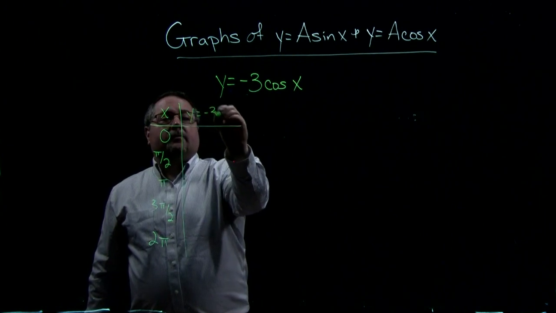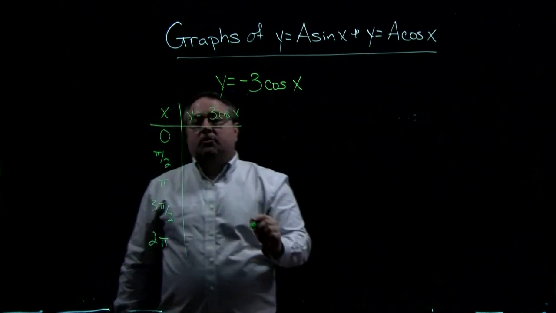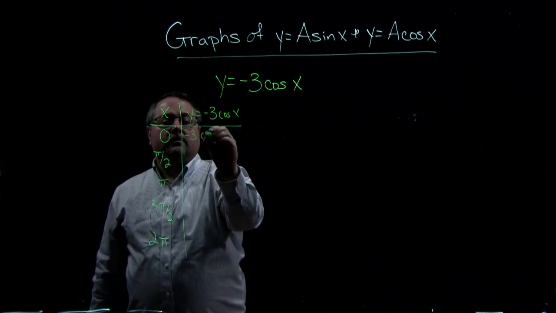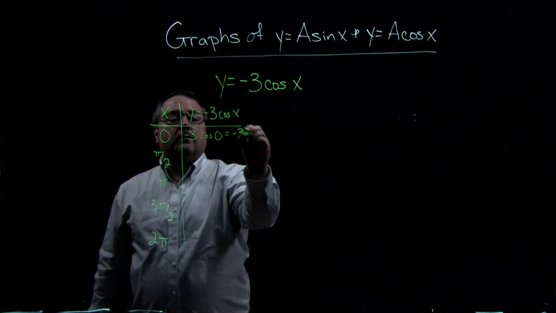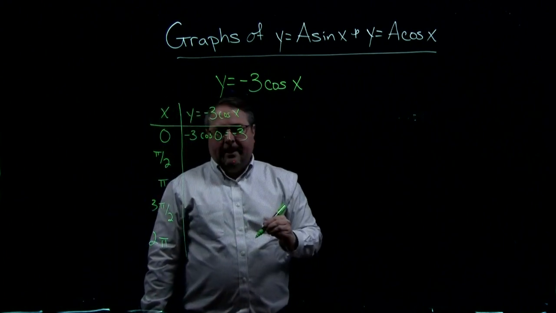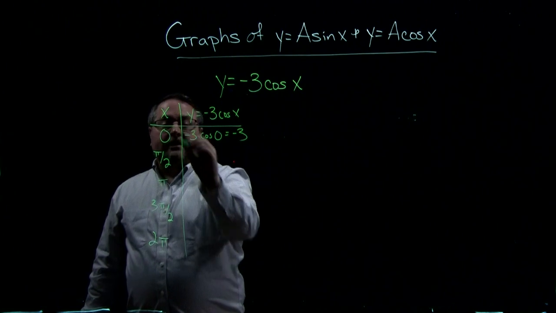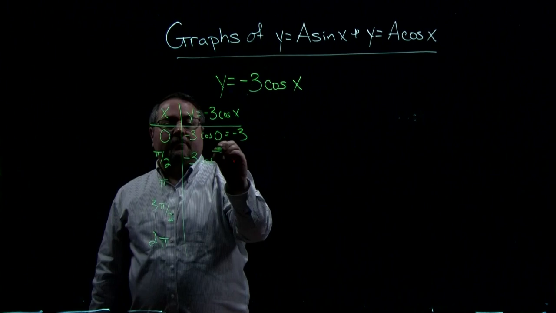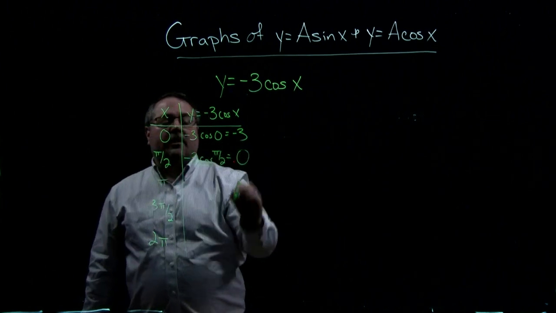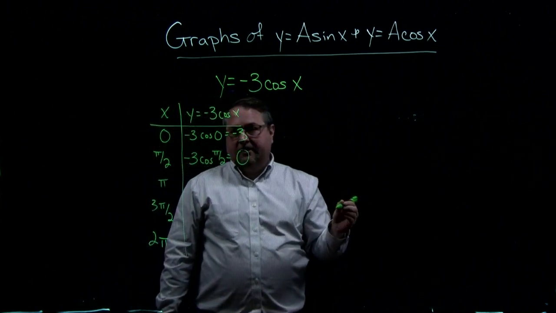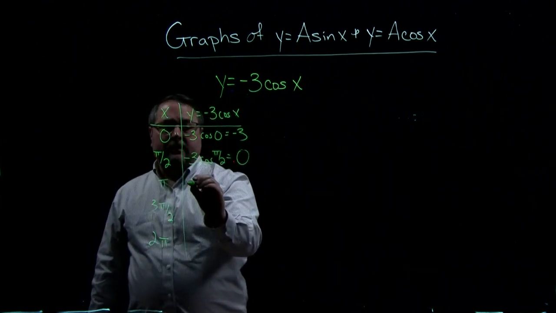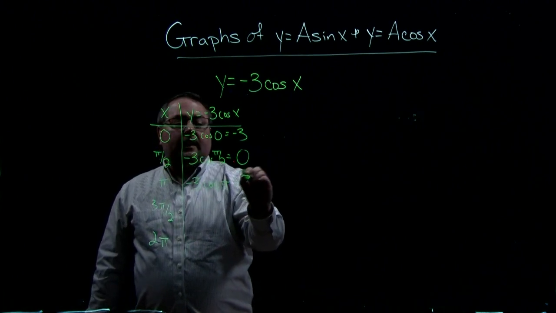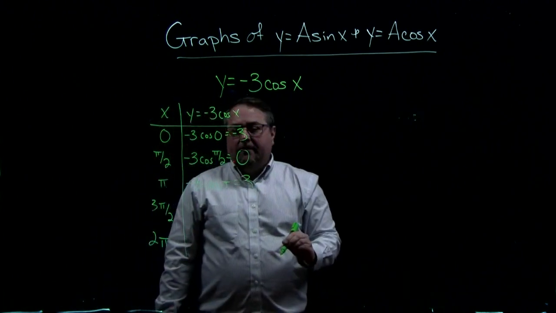Our y is going to be negative 3 cosine x. Okay, so when x is 0, y is negative 3 times the cosine of 0. Cosine of 0 is 1, so y will be negative 3. When x is pi over 2, y is going to be negative 3 times the cosine of pi over 2. Cosine of pi over 2 is 0, so negative 3 times 0 is 0. When x is pi, y is going to be negative 3 times the cosine of pi. That's going to be negative 3 times negative 1, which is 3.